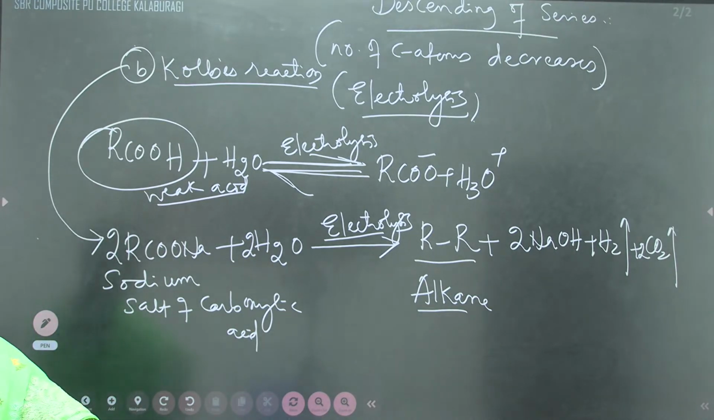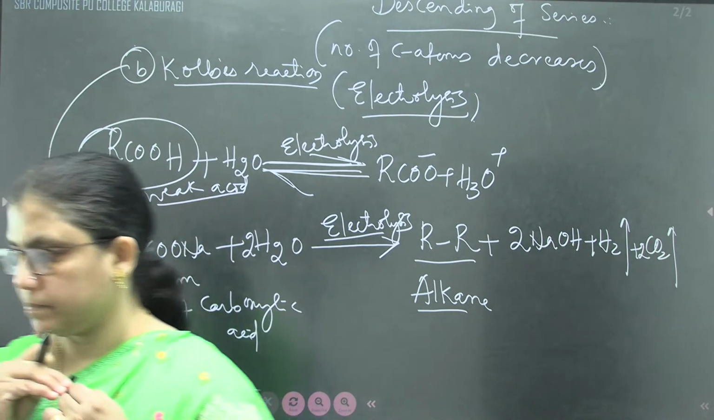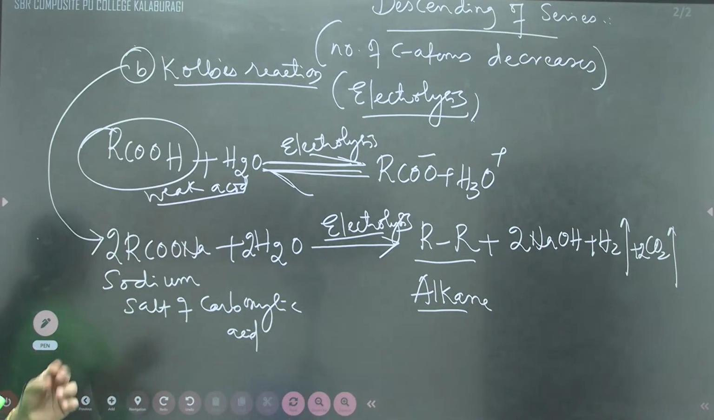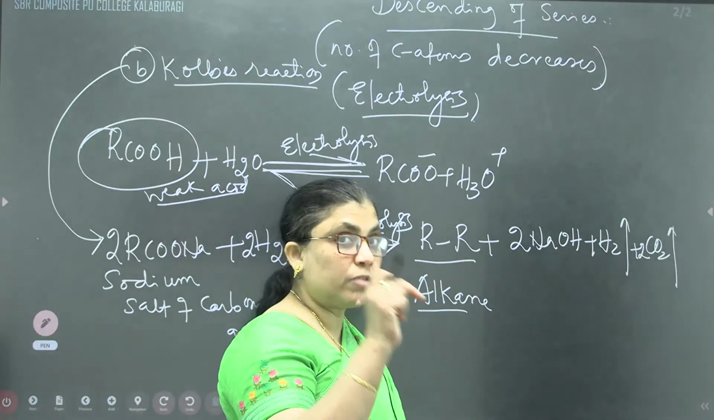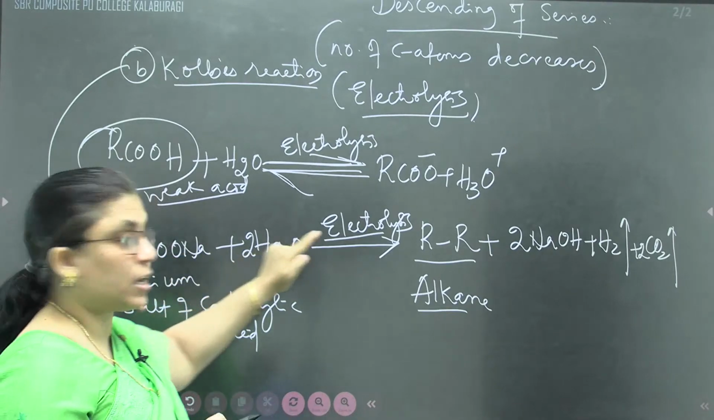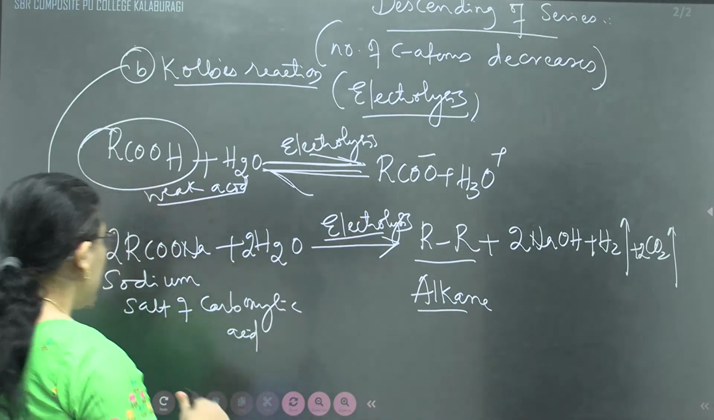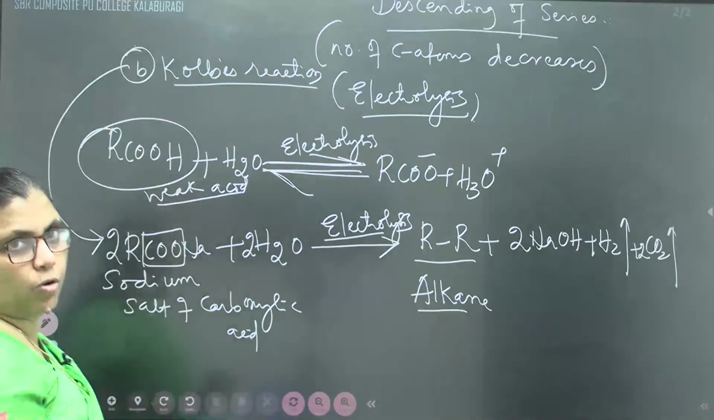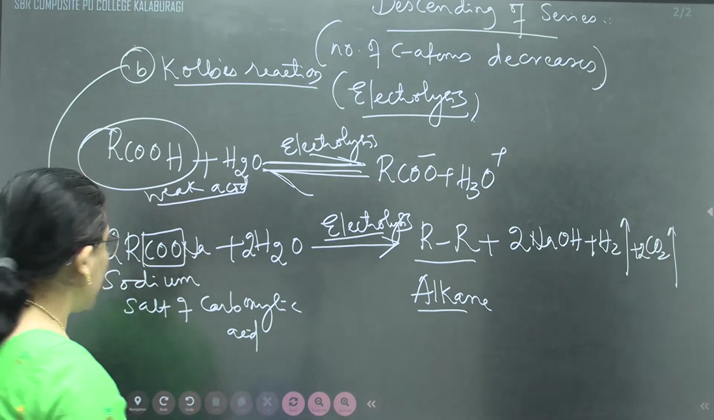So when we are dealing with electrolysis, always remember that the sodium or potassium salt of a carboxylic acid on electrolysis will produce hydrocarbon, meaning 1 R. RCOONa is converted into R and R, and carbon dioxide is liberated.